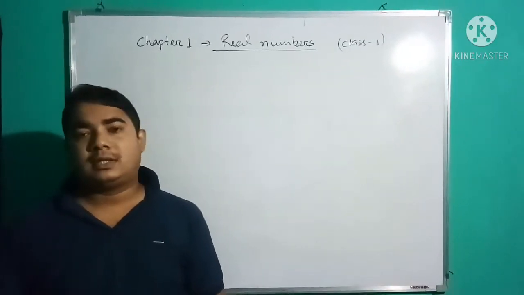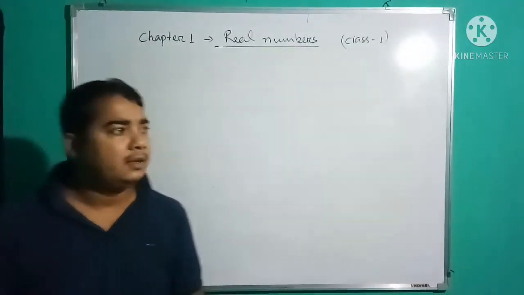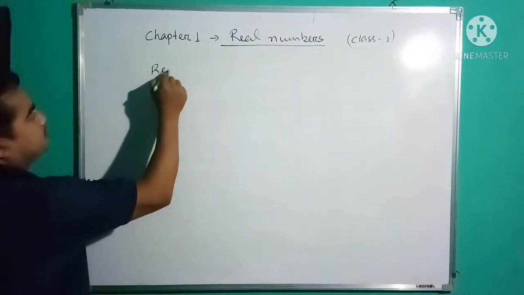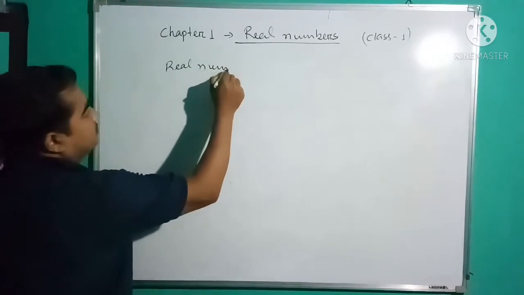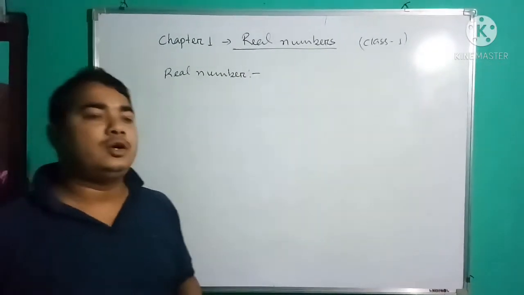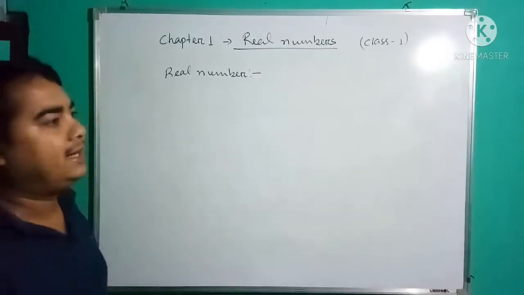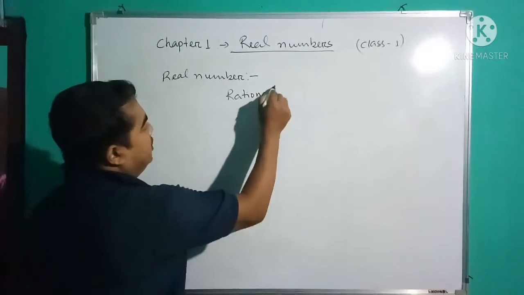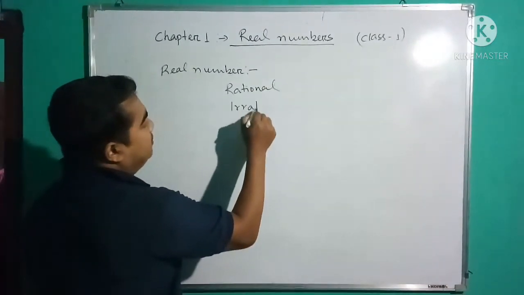Today I am going to start class 10 first chapter named real numbers. Okay, now real number. Real number is a combination of rational number and irrational numbers.